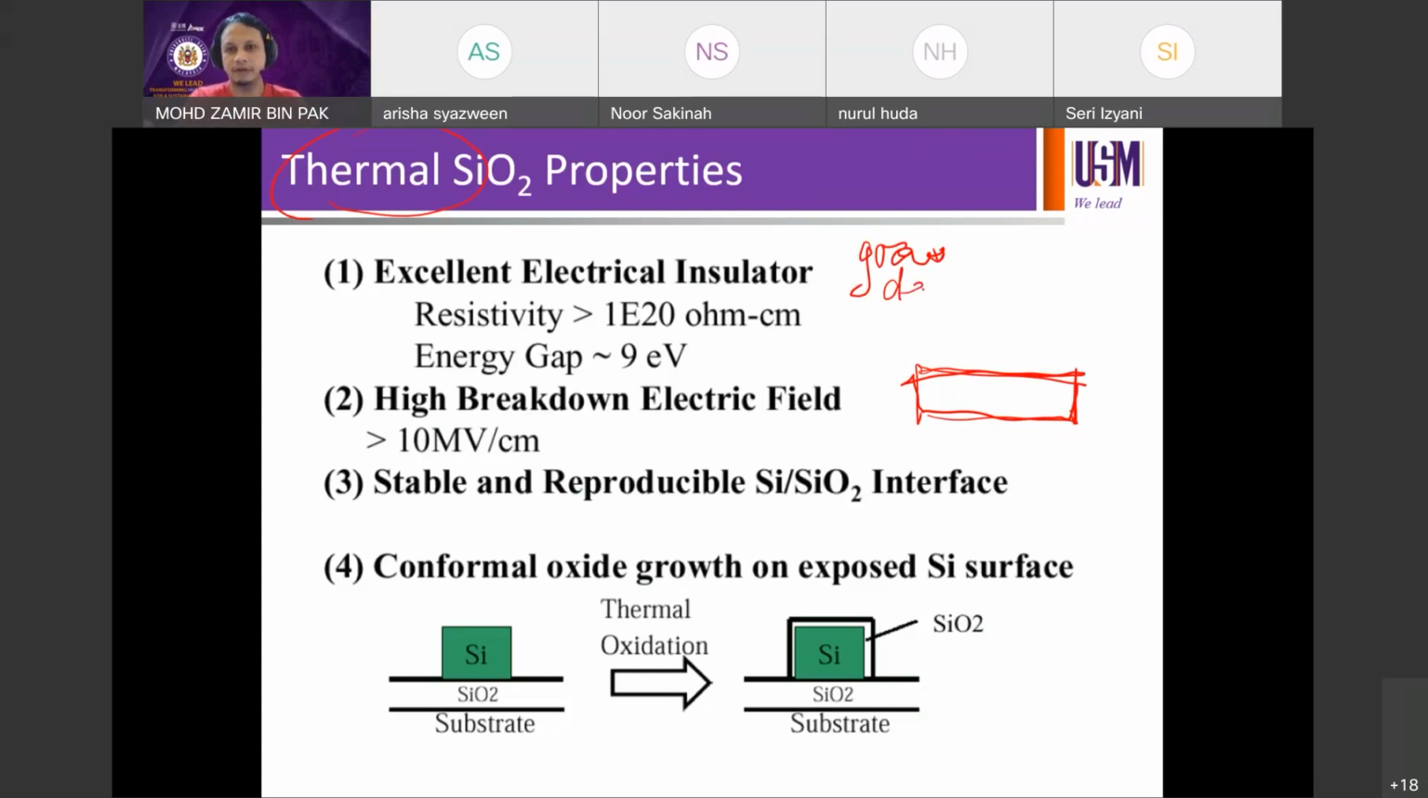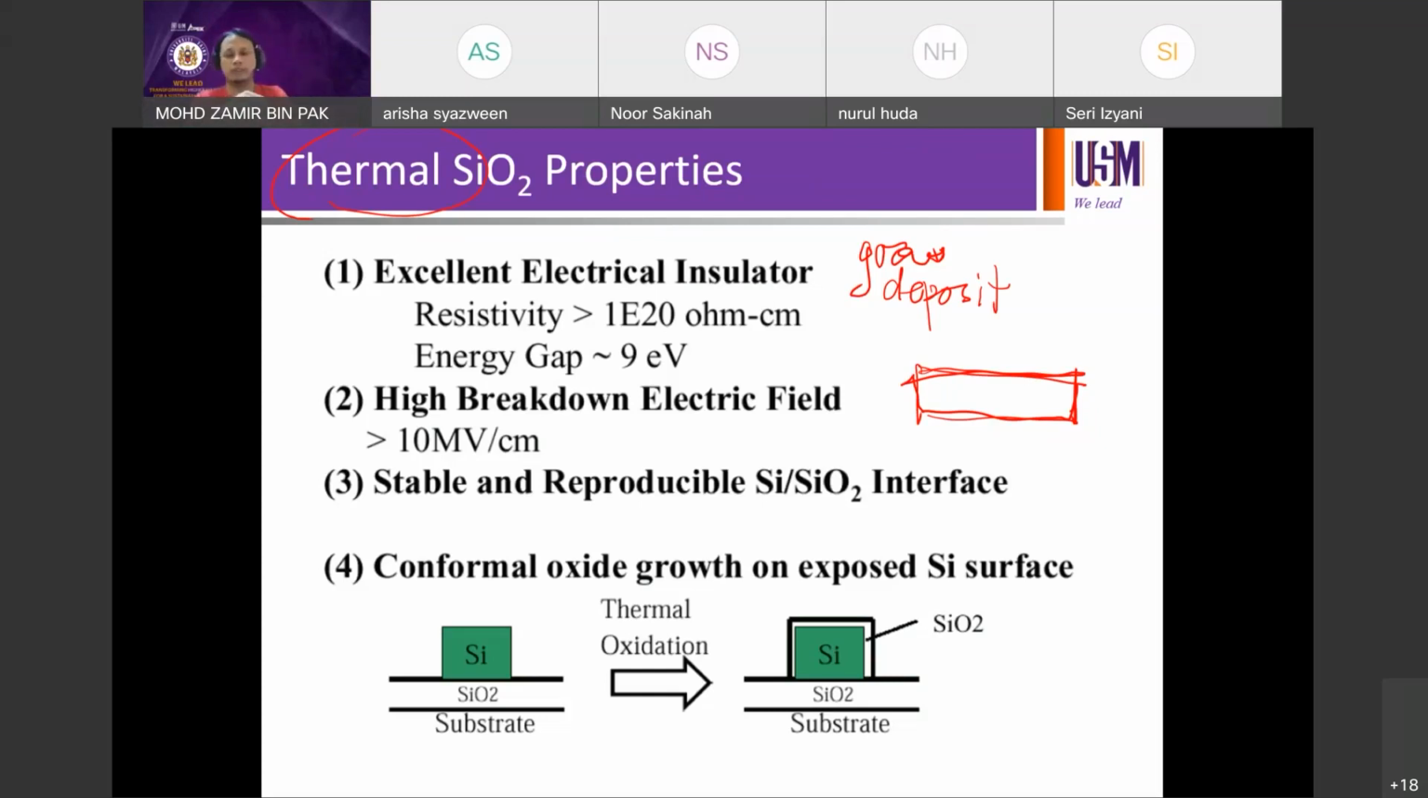Satu lagi kita deposit the oxide. Deposit ni kita letak oxide, kita tumbuhkan juga, but then we deposit the oxide on the silicon wafer without consuming any silicon. Dia macam duduk macam kita kot je.